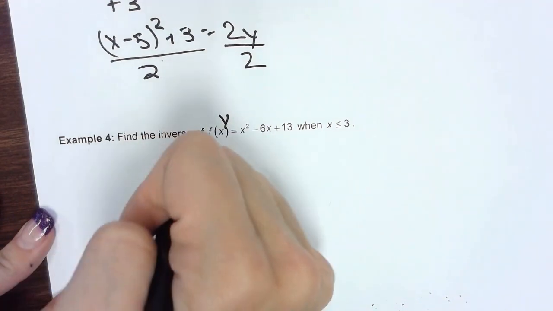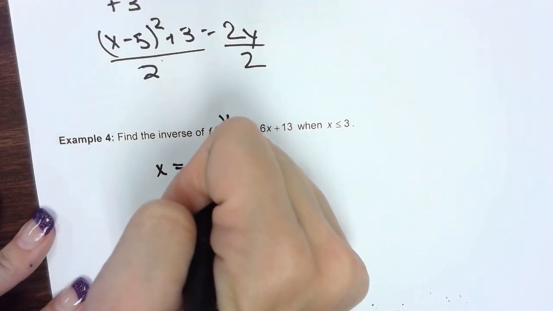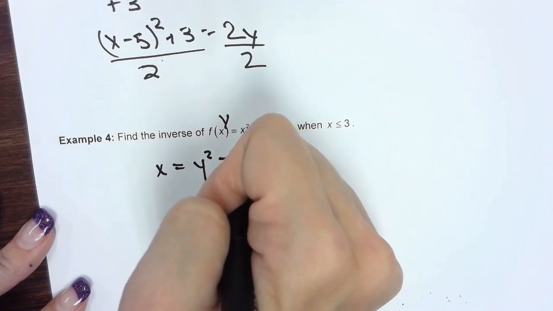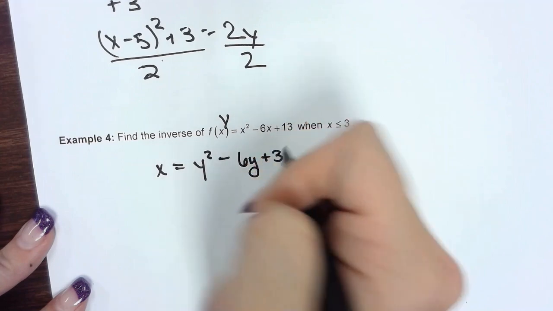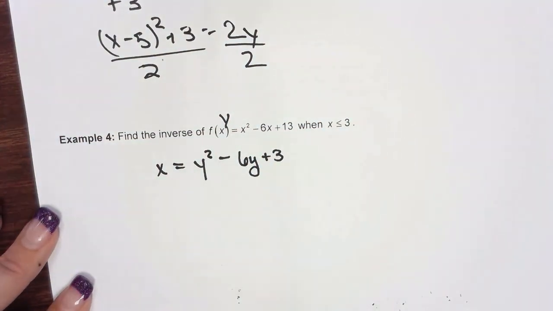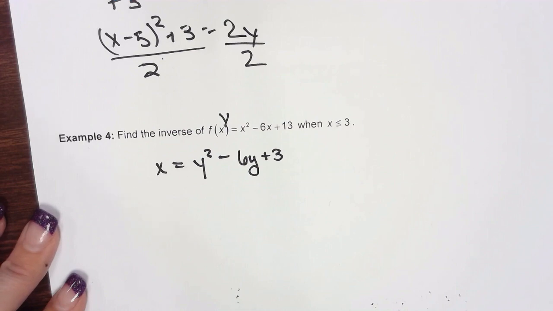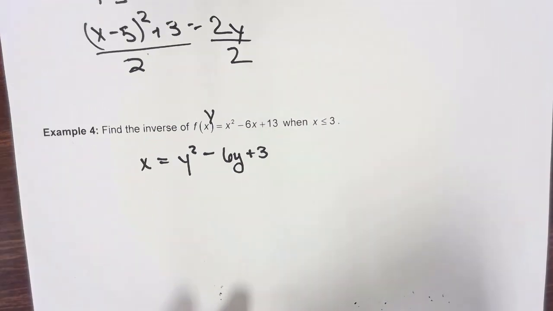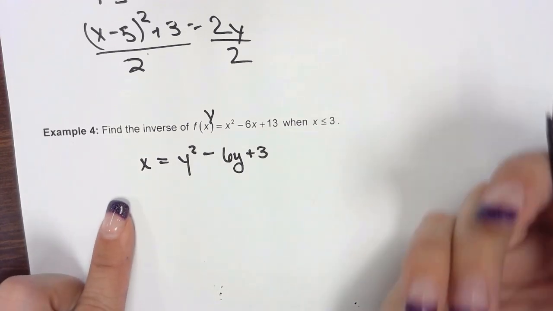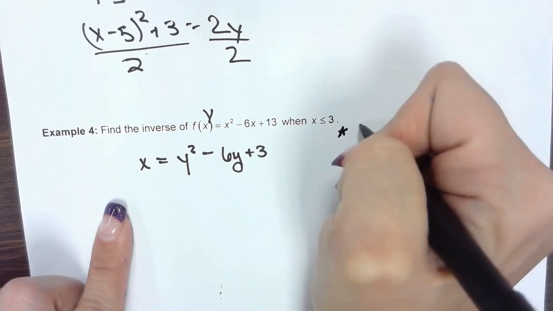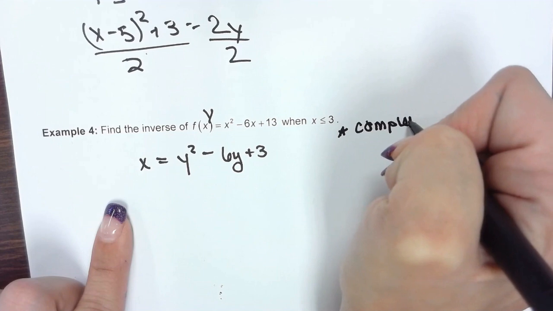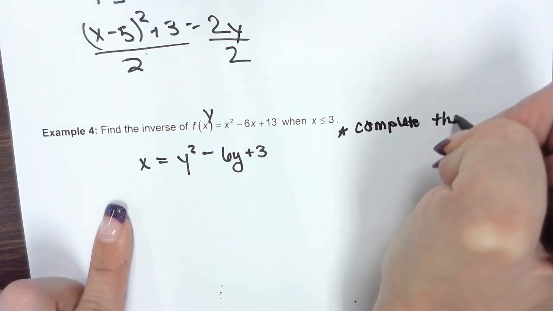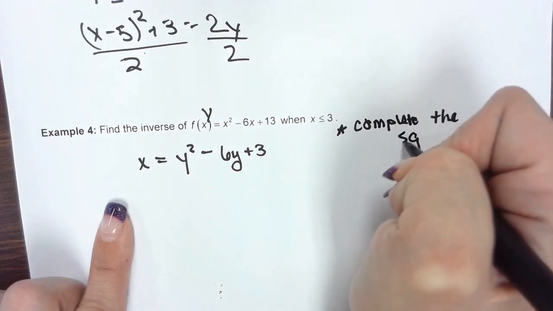So we get x equals y squared minus 6y plus 13. Alright, so we have a little bit of a dilemma here because we have two y's. So actually, my hint to you is we are going to complete the square. We did this last year.